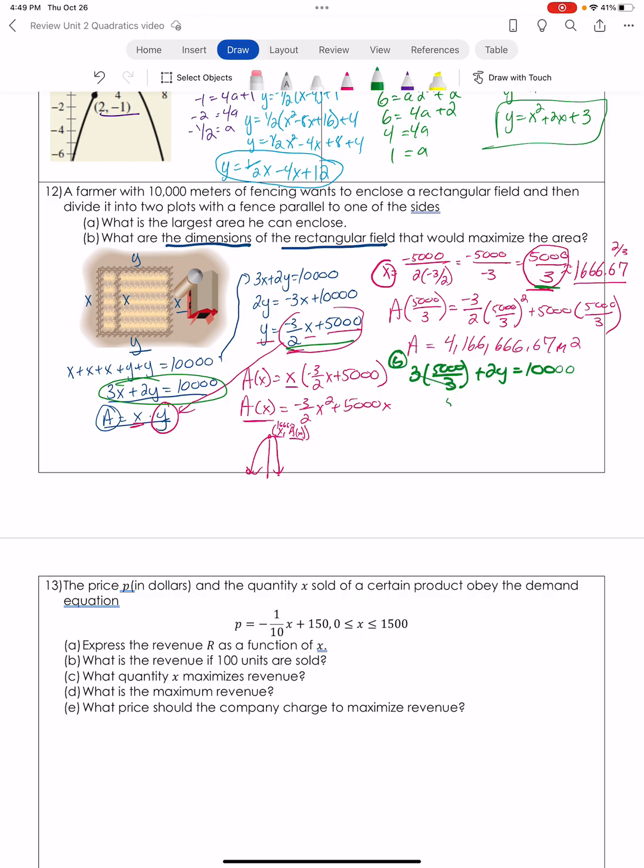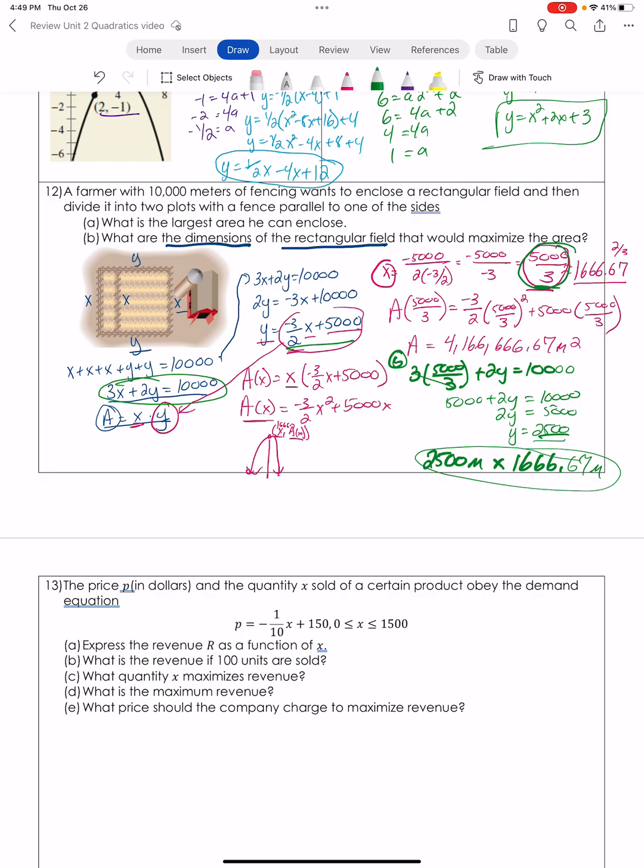These threes actually divide out. I have 5,000 plus 2y is equal to 10,000. 2y is equal to 5,000, and so y is equal to 2,500. My dimensions, because depending on how you did it, this value and this value could be flip-flopped, are going to be 2,500 meters by 1,666.67 meters. So that's the first one.